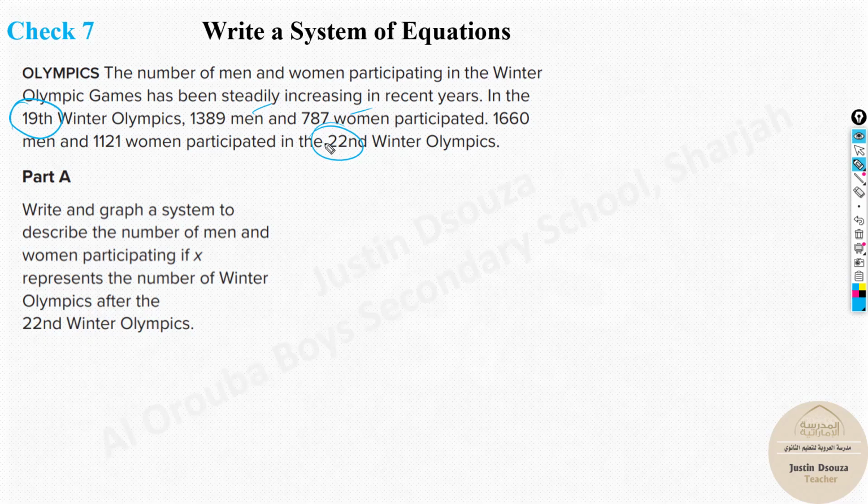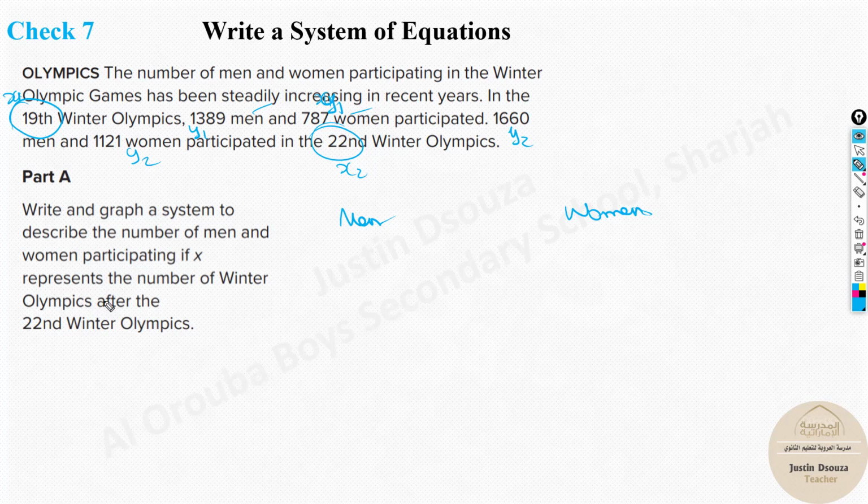Okay. Now these are the two Olympics. So this will be x1, x2. This is y1, and what is the men over here? Y2. Same way, this will be y1, y2 in terms of women. So first let's write men, women. Don't differentiate it with 19th and 22nd. No, we are doing it with men and women because that's what they want.